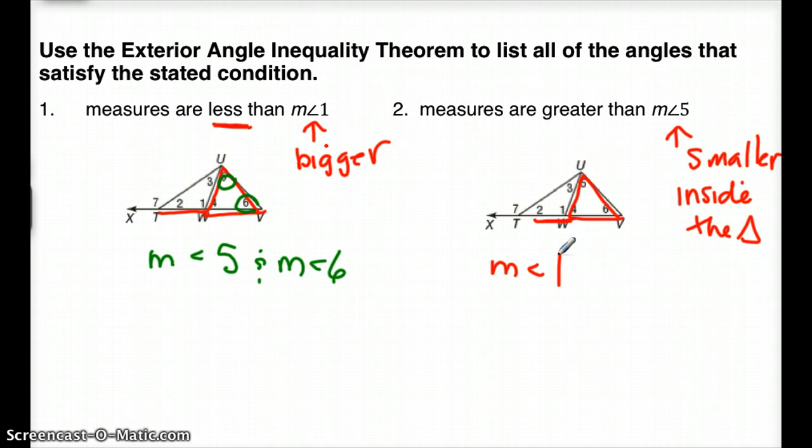Now 5 is also part of another triangle. 3 and 5 together are part of this bigger triangle. And I extend it, and 7 is an outside angle. So 7 is also going to be greater than 5. Now, some people might be saying, well, what about these other angles? You can't tell. You can only use the exterior angle inequality theorem. So each time I do these problems, I'm trying to draw a triangle, and I'm trying to draw an exterior angle.